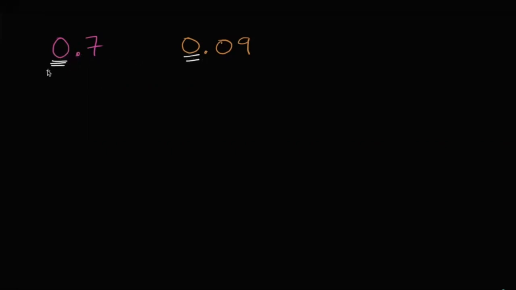So now let's go one place value to the right. Let's go to the tenths place. This number has 7 tenths, while this number has 0 tenths. That by itself tells us that this is the larger number. We put an inequality symbol right over here. We want to open it up to the larger number, or it points to the smaller number. So this says 0.7 is greater than 0.09.